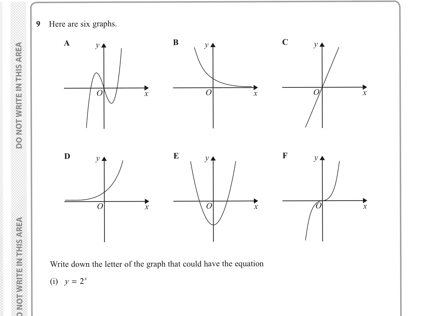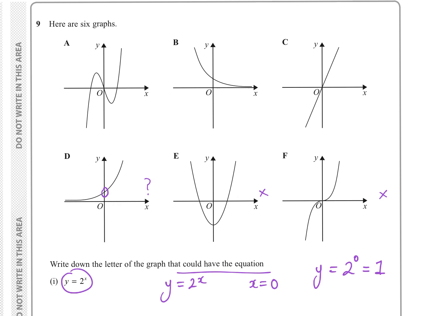Question 9. There are 6 graphs shown, and we've got to write down the letter of the graph that could have the equation y equals 2 to the x. Well, if we let x equal 0, that's a nice value to choose, then we'd have y equals 2 to the power 0, and anything to the power 0 is 1. So it would kind of rule this one out, and this one. This could be 1, so that could be in. No. Could be. And no. So it's these two that we're looking at right now.